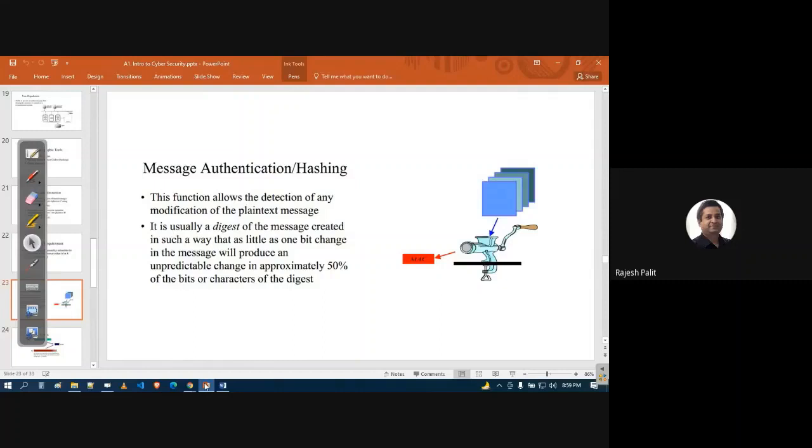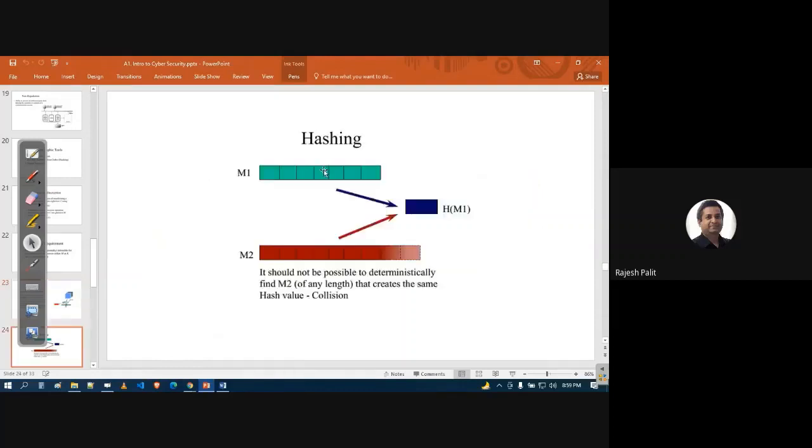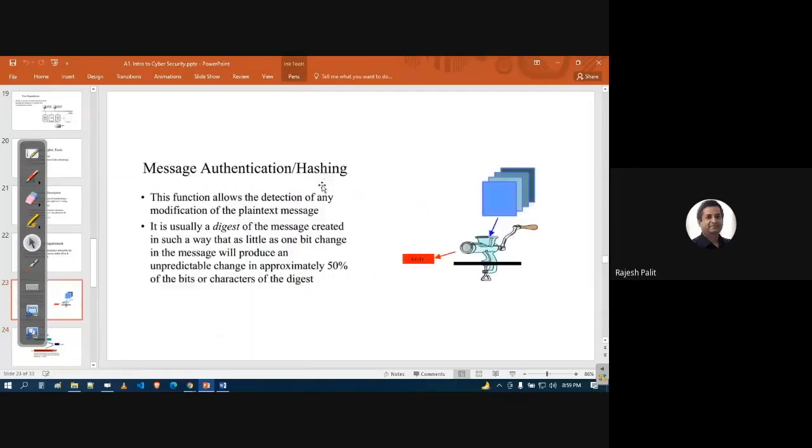Now we will be discussing in detail how to produce this and that later on, when we discuss message integrity, message authentication code, or hashing.